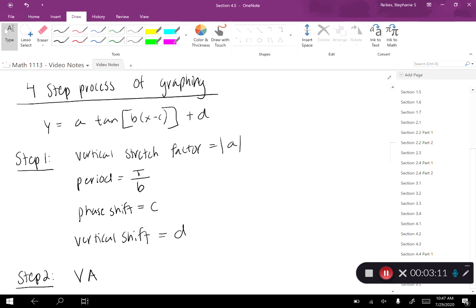Now, there's a 4-step process of graphing the tangent function. The equation looks just like it did before for sine and cosine. We have y equals a times tangent of b times x minus c, plus d. Again, making sure that the inside stuff is in factored form. It follows really closely to sine and cosine, but we have a few differences, a few terminology changes.